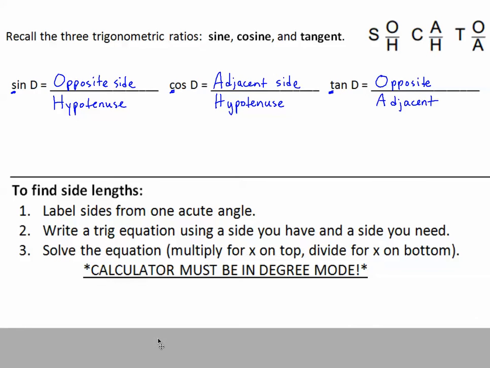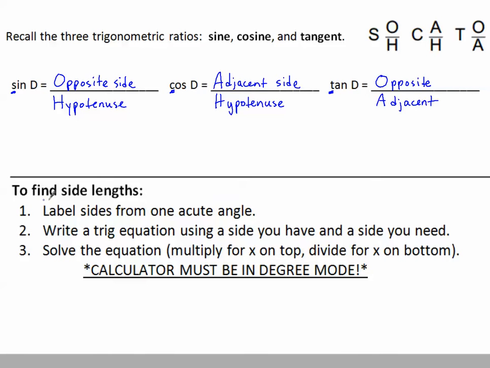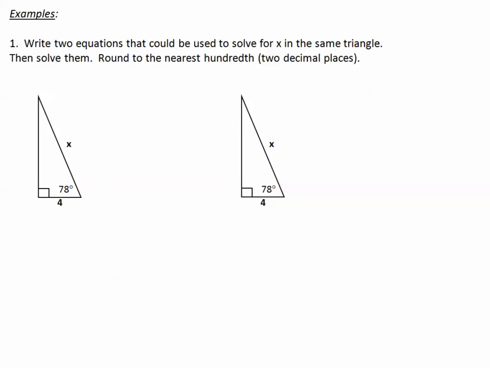Now we're going to apply it to finding side lengths. To find side lengths, we've got these three steps. First, label the sides from one acute angle. Remember when we say label the sides, we mean hypotenuse, opposite, and adjacent. Then write a trig equation using a side you have and a side you need. We'll see how to do that in the examples to come. Finally, we'll solve the equation, making sure that our calculator is in degree mode. That's very important. Let's take a look at the first example.